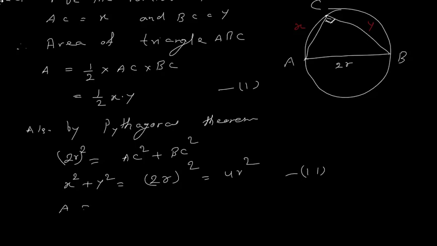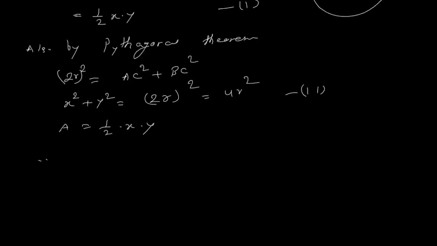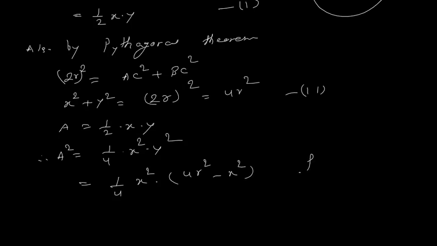Area is half into x into y. Therefore area square will be 1 upon 4 x square into y square, which is equal to 1 upon 4 x square into, in place of y square we can write 4r square minus x square. This is from 2.